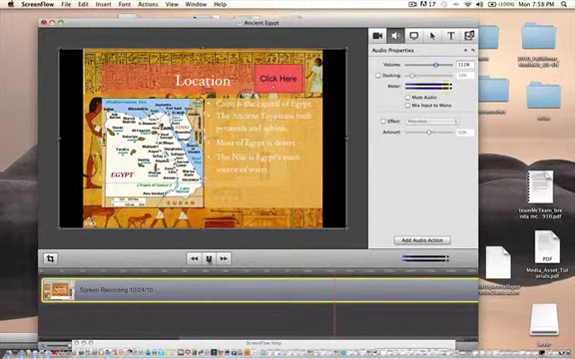Location. Cairo is the capital of Egypt. The ancient Egyptians built pyramids and Sphinx. Most of Egypt is desert. The Nile is Egypt's main source of water.